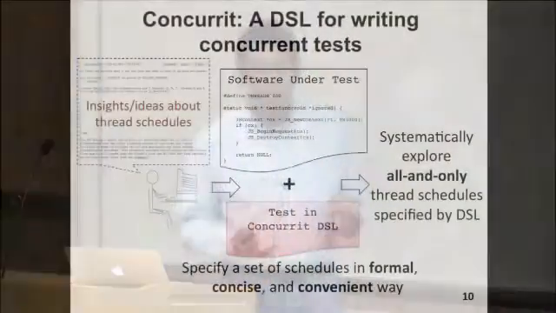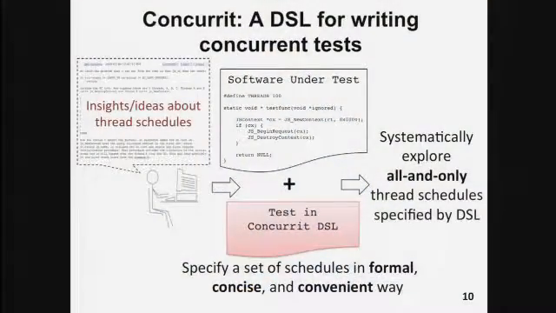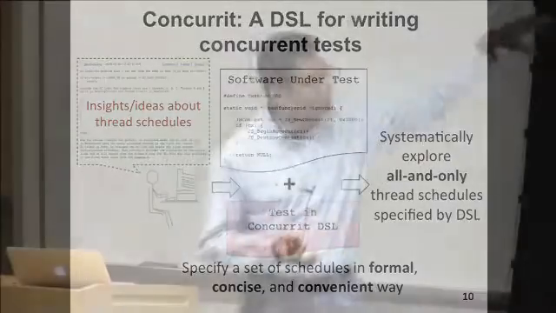Now, our question is how can we take this kind of programmer insight and translate it into a very small test script so that we can make this bug reproducible. Here is what we do in Concurrit. We take this user insight and ideas about the thread schedule from the programmer, and we write a test in our DSL. Then we run the DSL along with the software and the test and systematically explore all and only the thread schedules that are specified by this DSL and see if we can reproduce the bug.